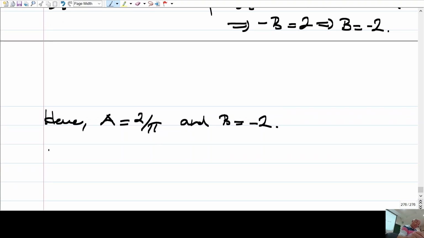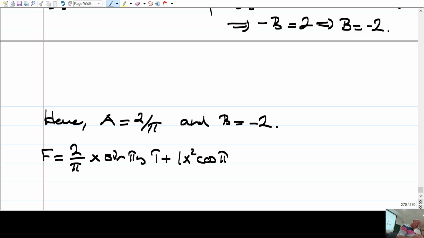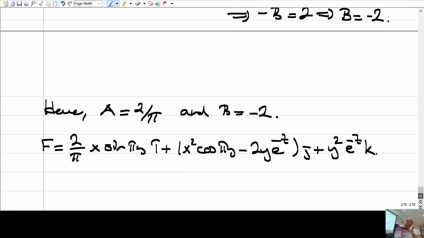F is 2 over pi x sine pi y times i plus x squared cosine pi y minus b, which is minus 2 z, times j plus y squared e to the power minus z times k. So F is this.